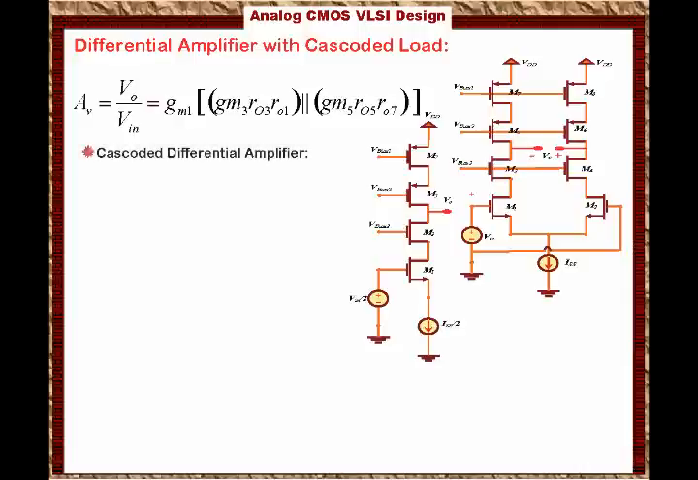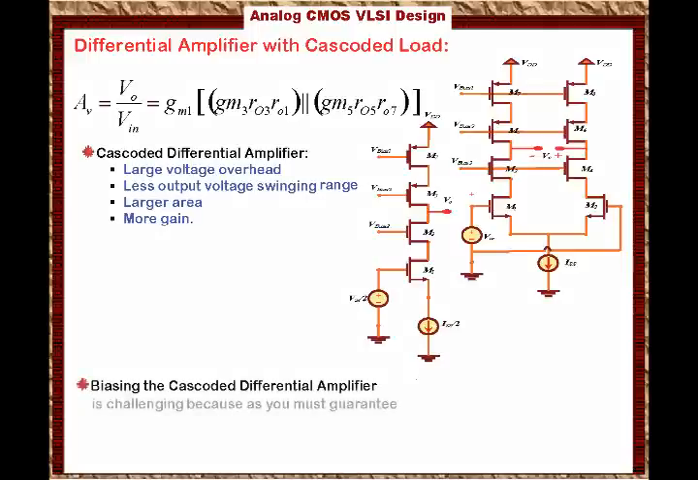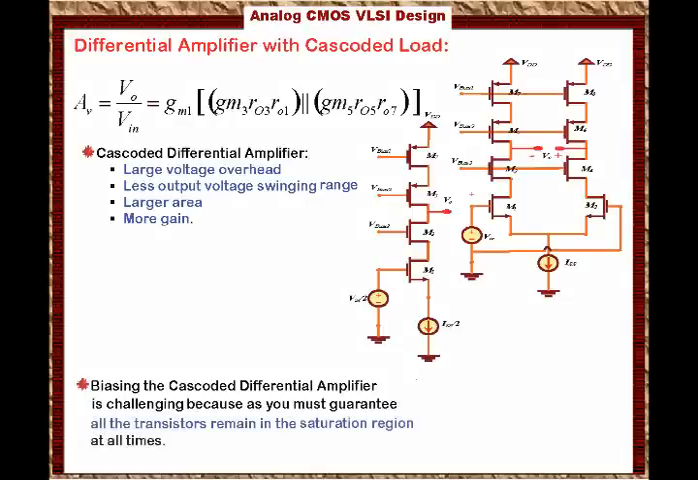The disadvantage is that the cascoded amplifier requires a large voltage overhead, and that will lead to a smaller output voltage swing range, and it utilizes a large area, but the advantage is that it gives more gain. Now, something else you have to watch for is that biasing the cascoded amplifier is challenging, because you must guarantee that all transistors remain in the saturation region at all times.